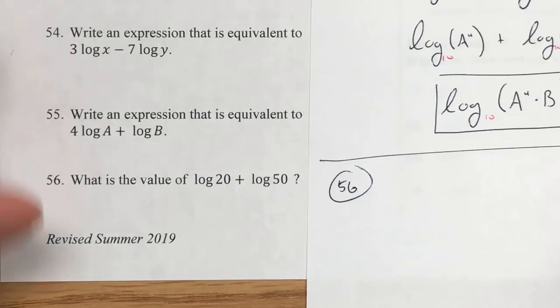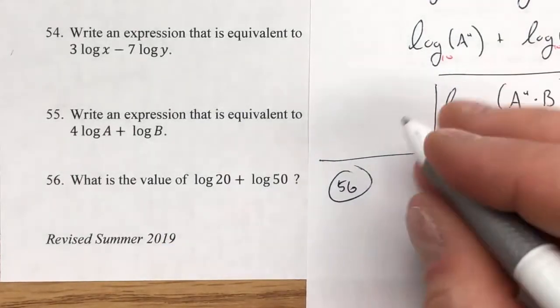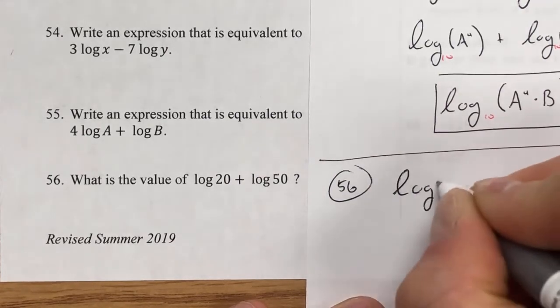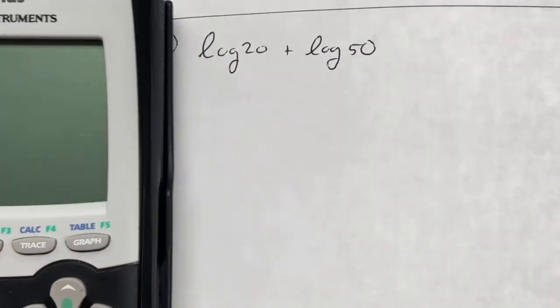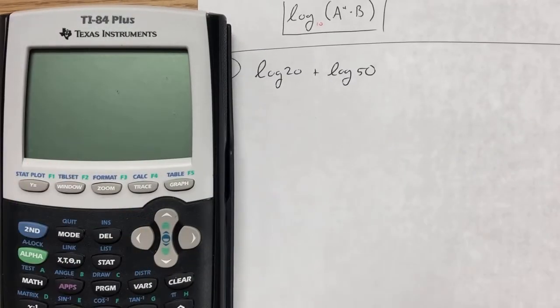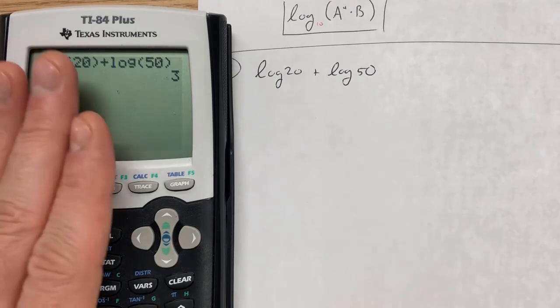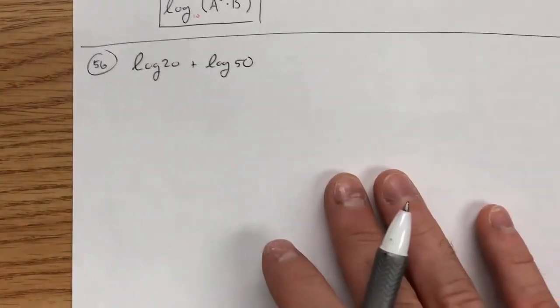Okay. 56 says, what is the value of these two logarithmic expressions? So let's go ahead and write this down. Log of 20 plus log of 50. With this one, what we're trying to figure out is, how do I find the value of these two things? Now, this may be on a calculator portion, in which case we can very easily plug this in. These are both common logs, so no matter which calculator you have, we have the log of 20 plus the log of 50, and we'll get the value of 3. If we have a calculator, that works nice and easy. What this is most likely going to be on, though, is the non-calculator portion, which means I need to know how to figure out what this would be without plugging it into a calculator.